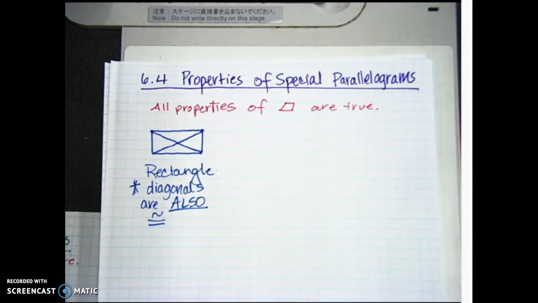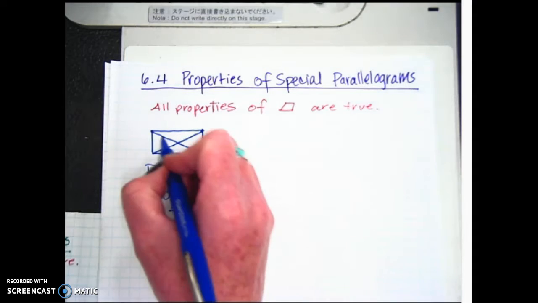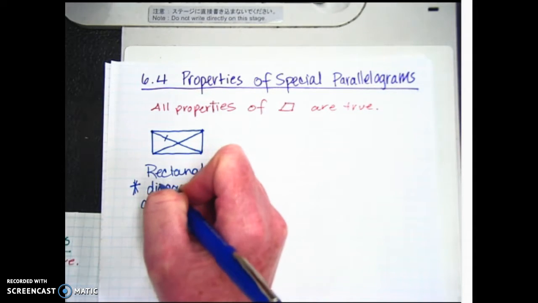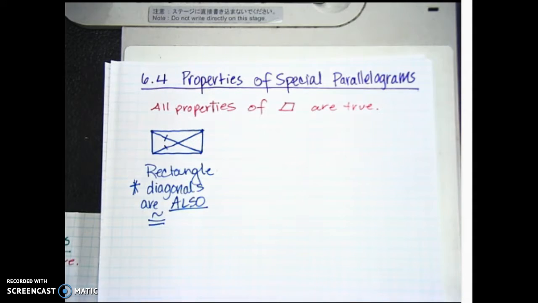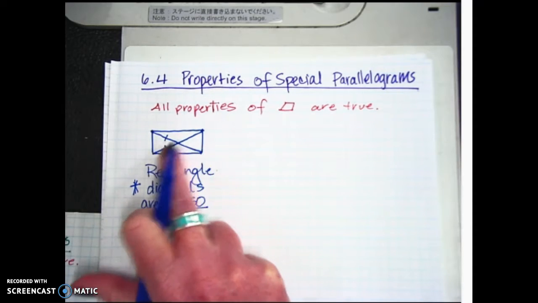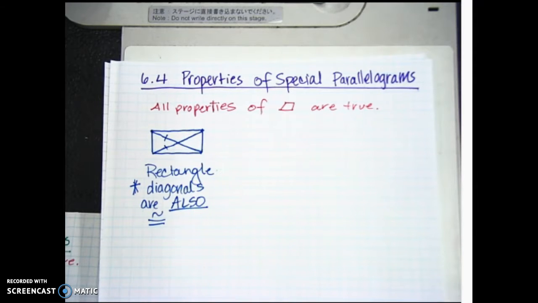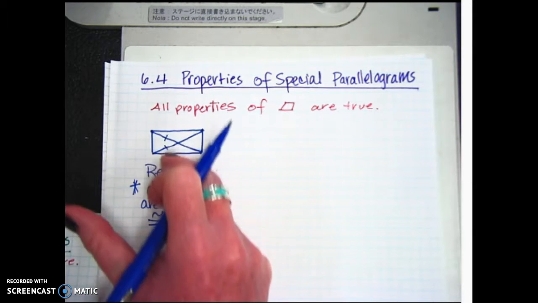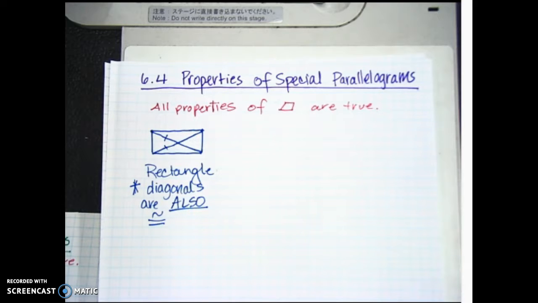All right, so we're going to put a little tick mark on this one and a tick mark on this one. The whole thing is congruent to the other one, okay? Remember last week we put a single and then a double and a double. Okay? So now the difference is they're both congruent to each other and they bisect each other, all right?